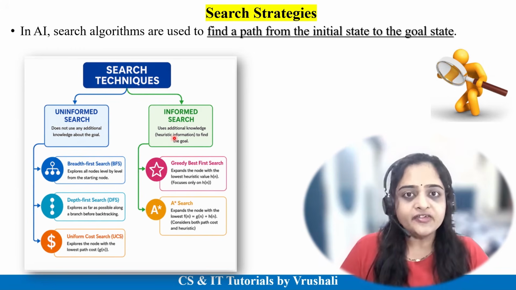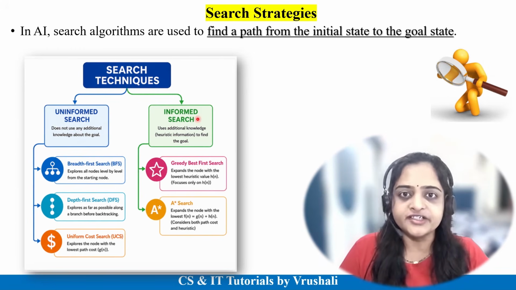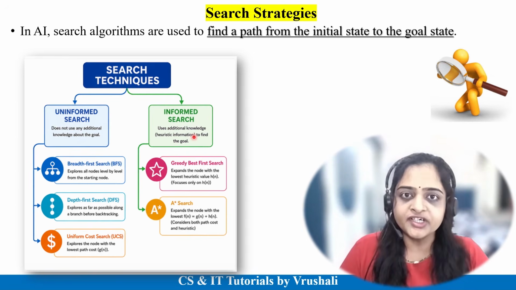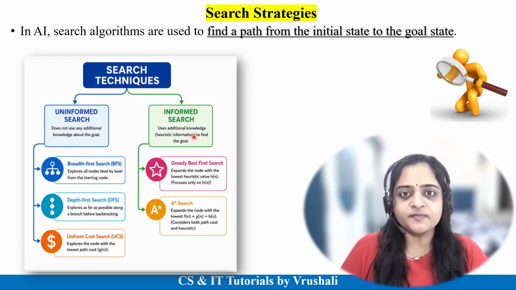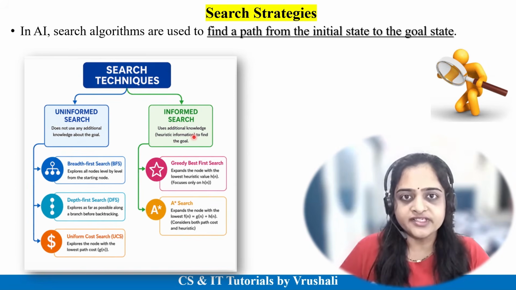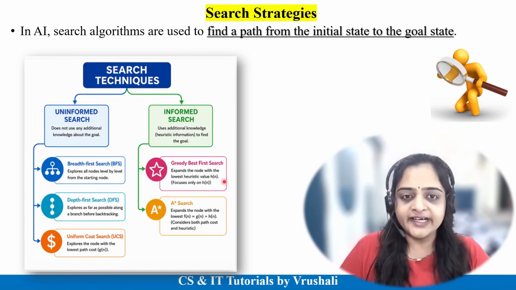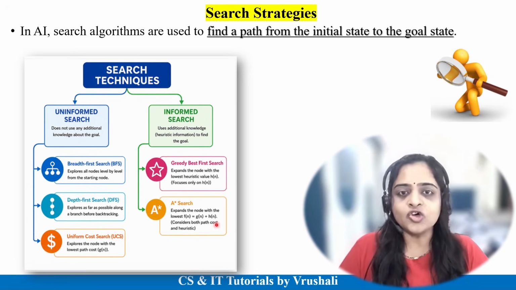Previously we have already discussed informed search. Informed search means they use some additional knowledge, some additional heuristic function, to find the shortest path from the initial state to the goal state. So basically they use additional information. There are two algorithms, greedy BFS and A star search algorithm. I have attached their solved examples link in the description box.